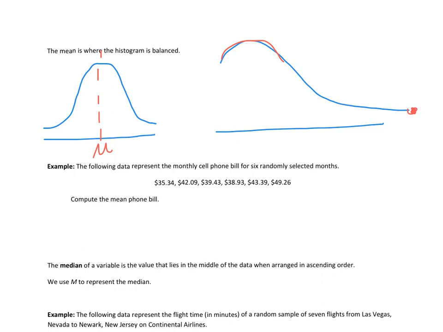So while this is the majority of the weight, and maybe we would think that the mean would be somewhere right here, this extreme value is going to pull the mean in that direction. So really the mean is going to be balanced, or the histogram will be balanced right there. Okay, so just something to consider.